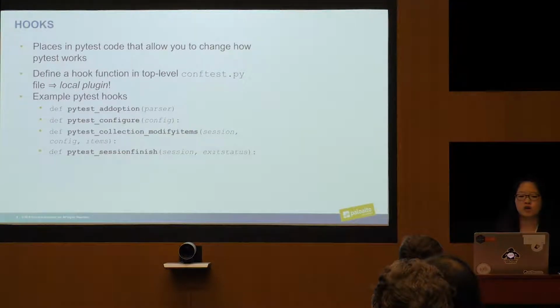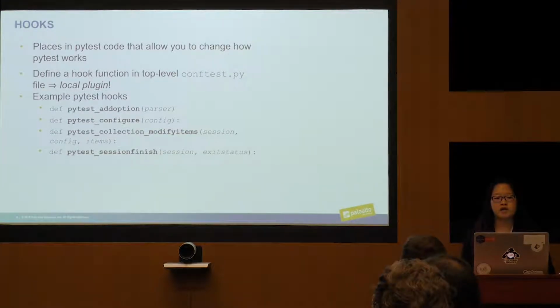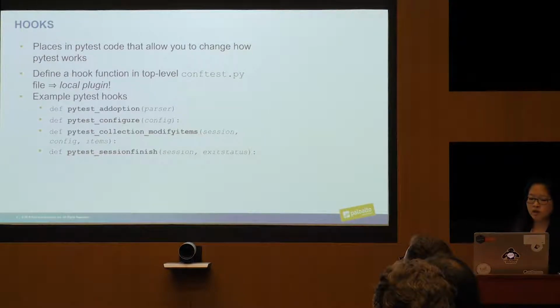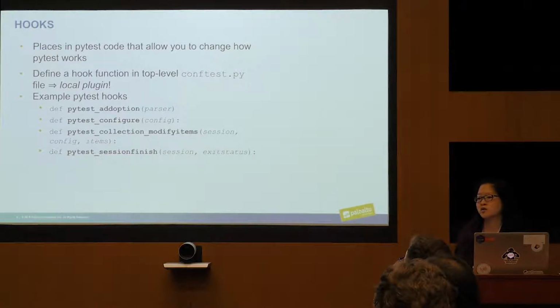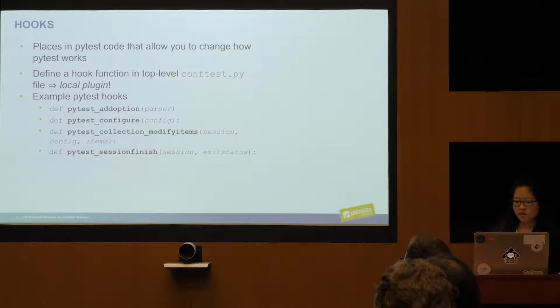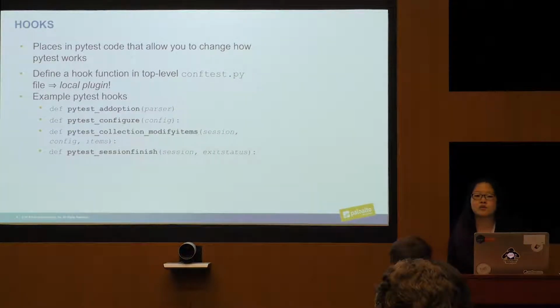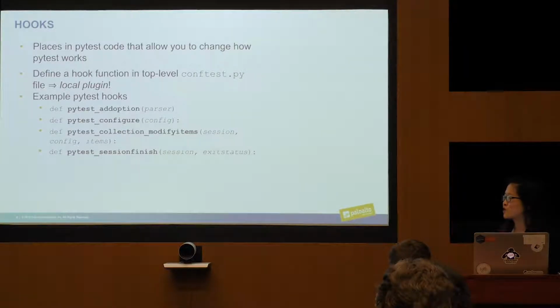So next, there are hook functions. And these are basically places in your Pytest code that you can implement these functions to change the way that Pytest works. And by creating a hook function in your top-level conftest file, once again, you've created a local plugin. I've listed a few examples here that we're going to talk about today, but there are many more listed that you can find in the reference documentation online. There will be a URL at the end, so don't worry.